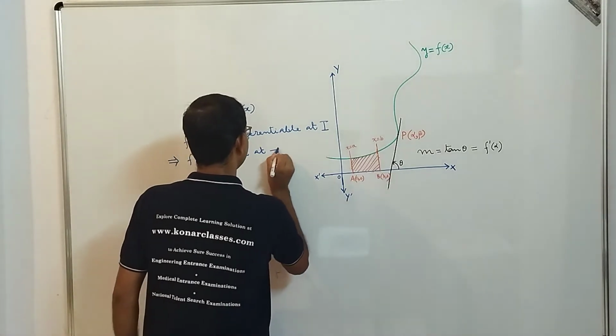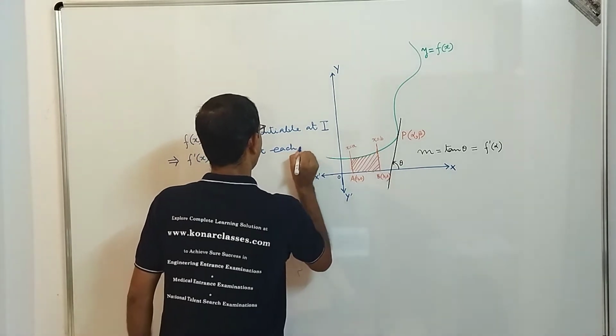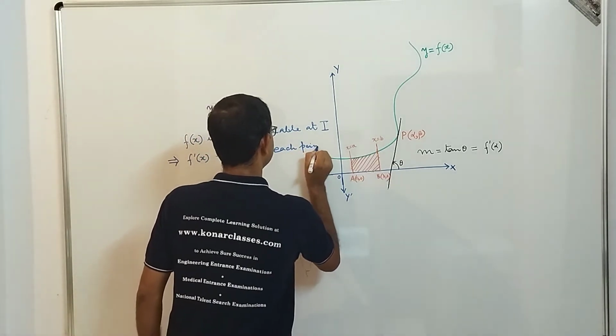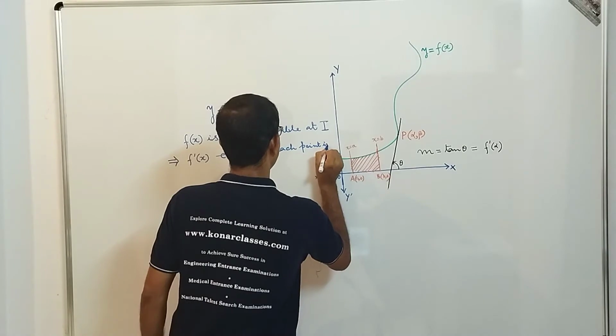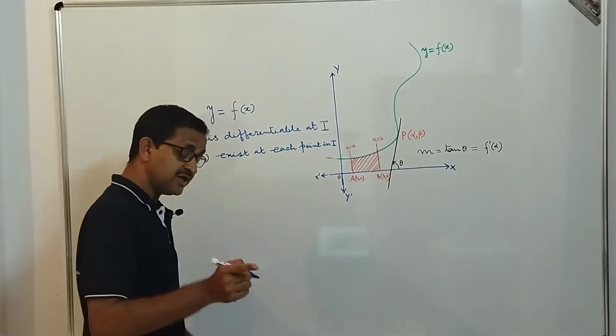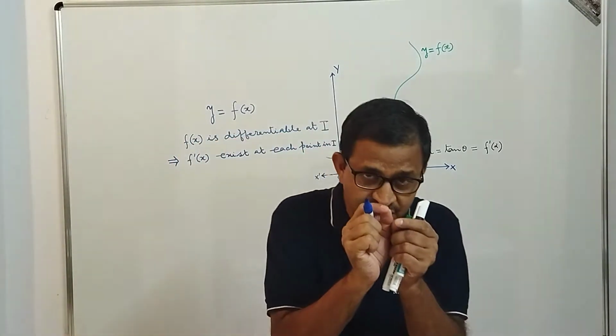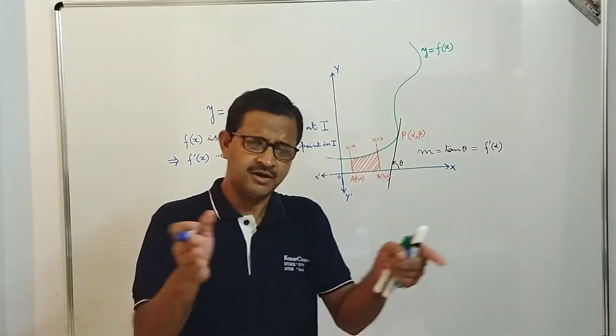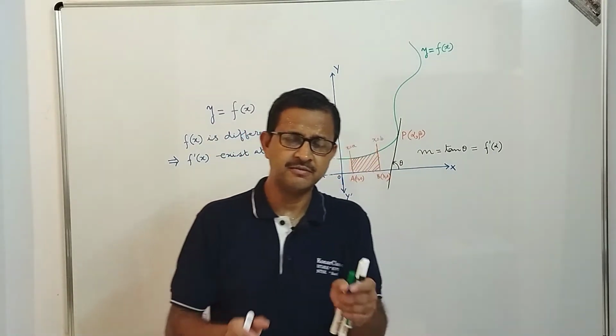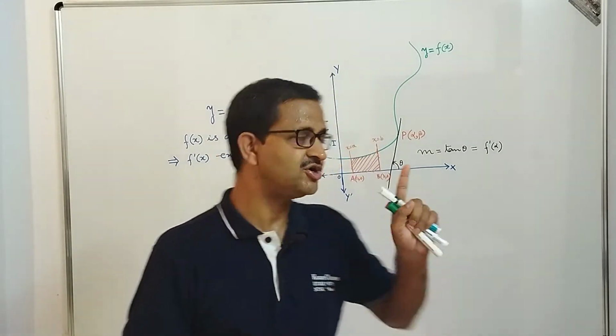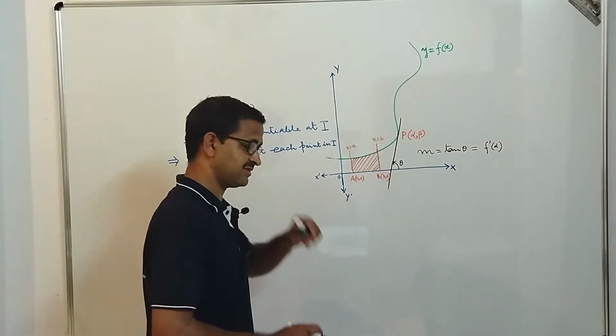That means we can write that f dash x exists at each point in I. That means in that defined interval, which could be a closed interval or an open interval, at each point the derivative f dash x exists.